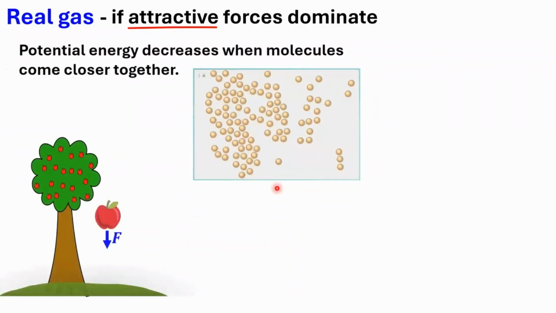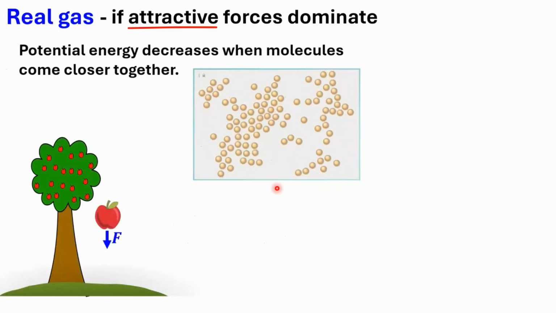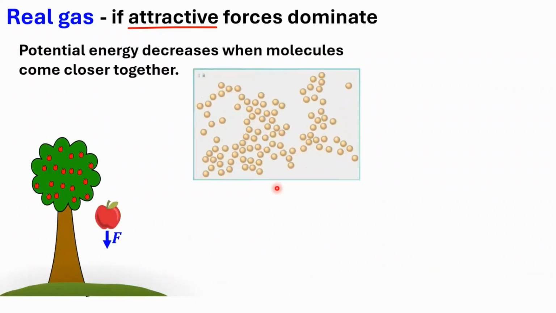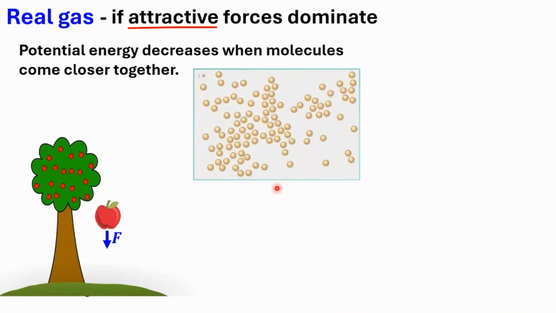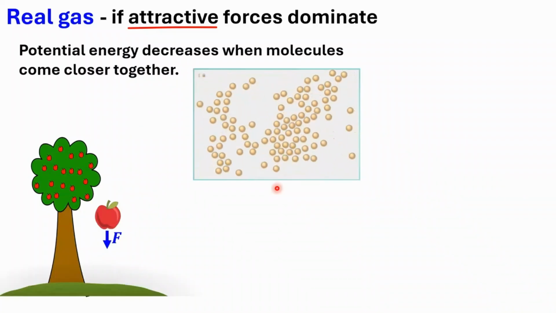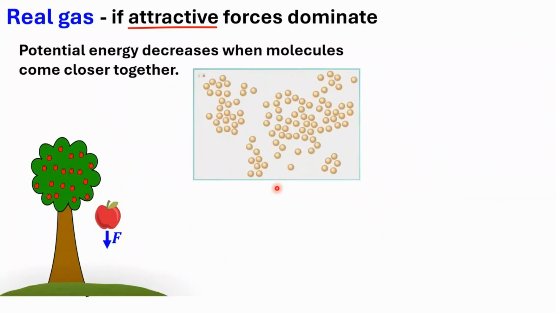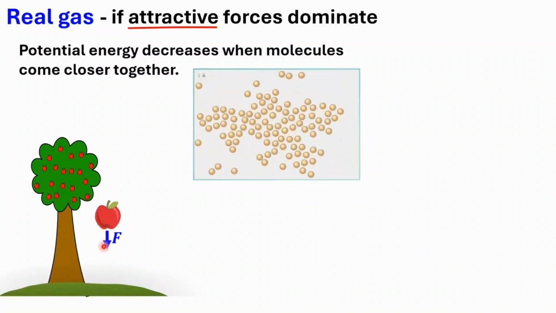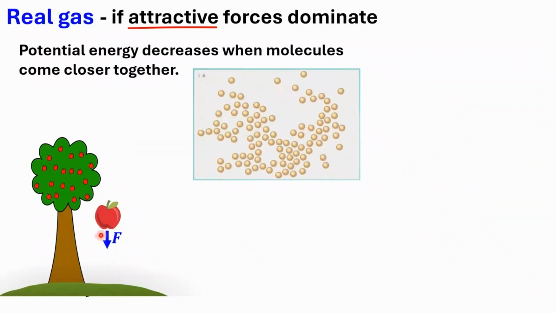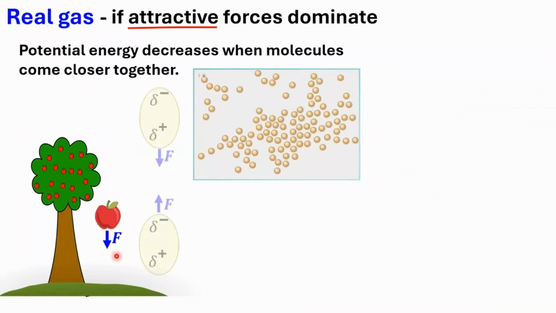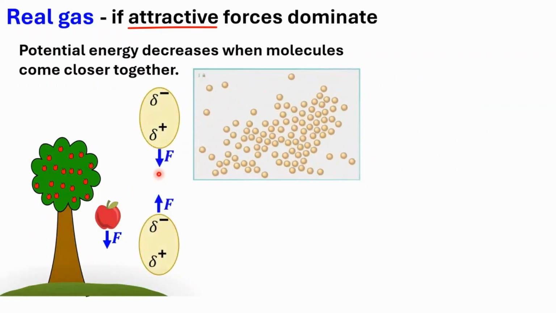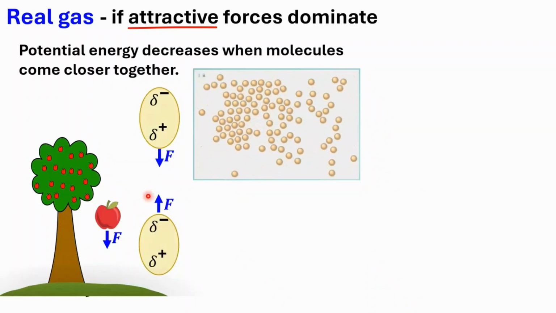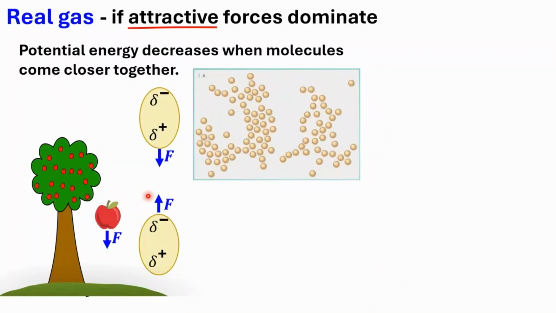Now, this is extremely important. When molecules come together, particles of gas, and attractive forces dominate, then potential energy decreases. The analogy is an apple falling from a tree. The gravitational potential energy decreases. Kind of similar here, where the attractive forces are pulling them in, that decreases the potential energy.